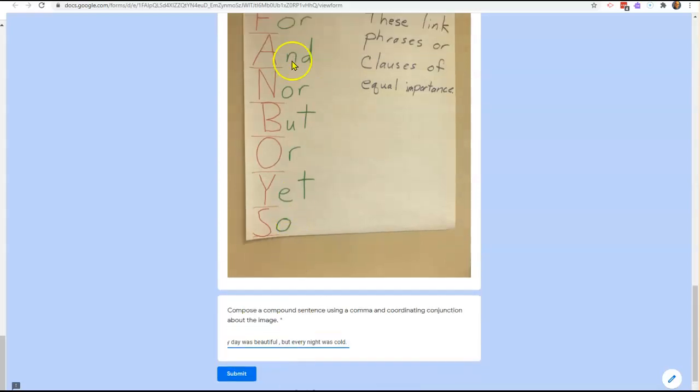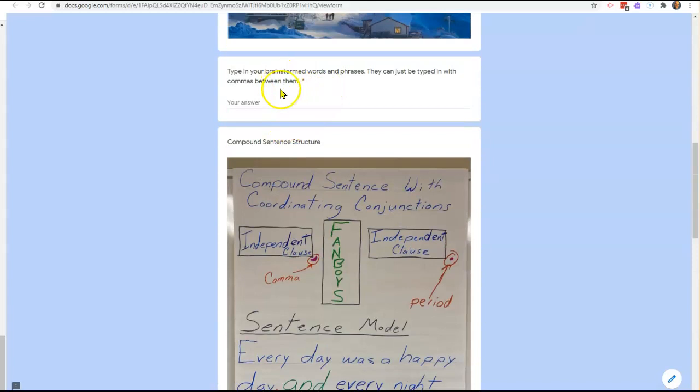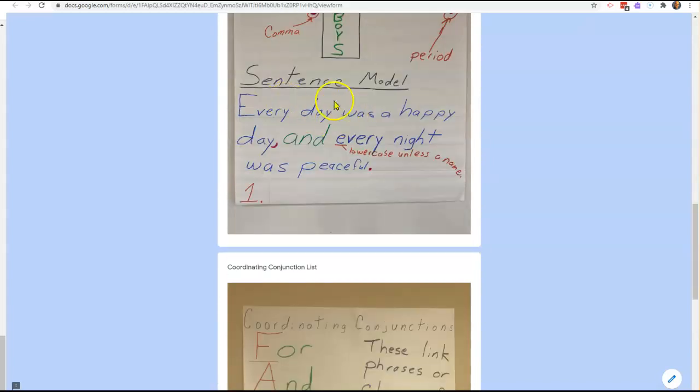You can use any one of these fanboys. You can then go back and compare your sentence to the sample that we have here. And that is it. That's the whole warm-up. And we'll do that multiple times, and I'll be able to look at your sentence and see if you're struggling, if you're having problems, and then give you targeted instruction.